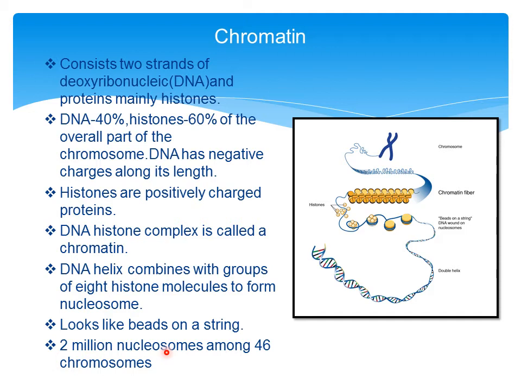23 pairs of chromosomes are there. That is 46 chromosomes, of which 22 are autosomes and the 23rd pair is the sex chromosome. So is it clear for everyone?